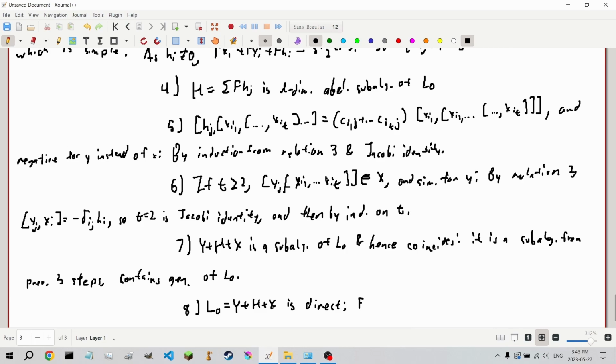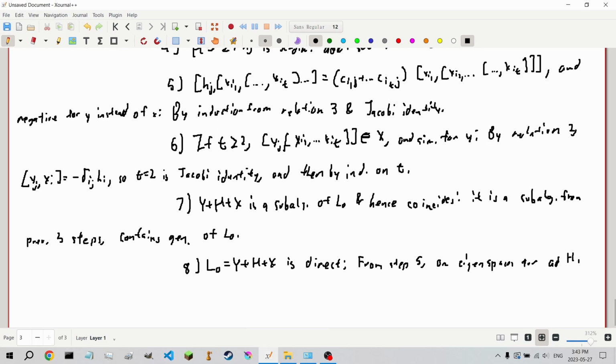This is from step 5 mostly. And then you can decompose it into eigenspaces for the adjoint of H. That's the end of our proof.